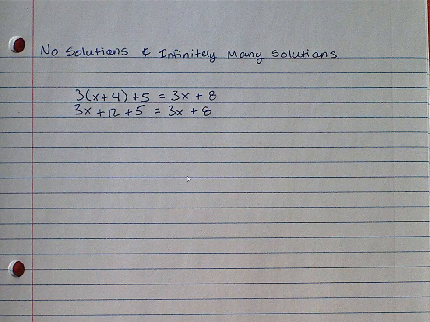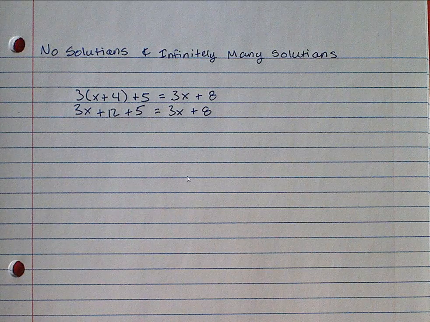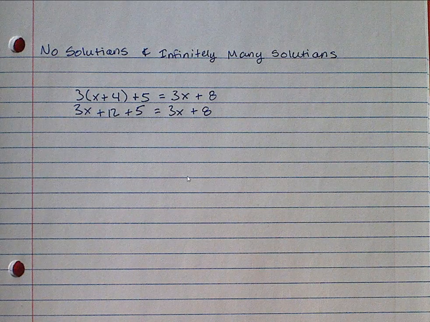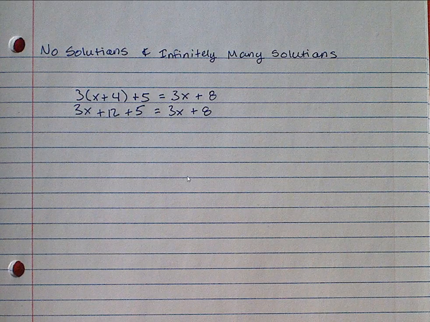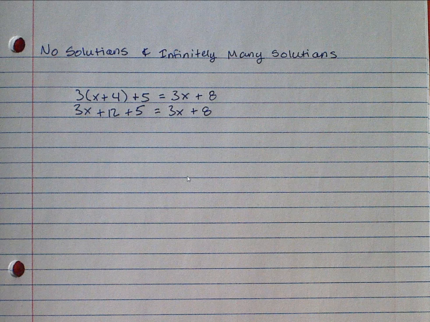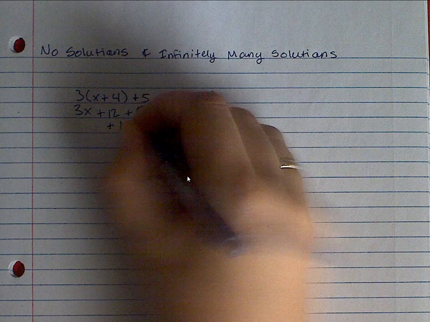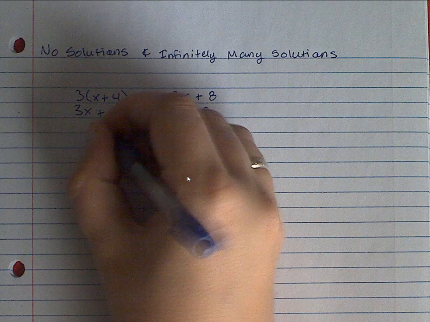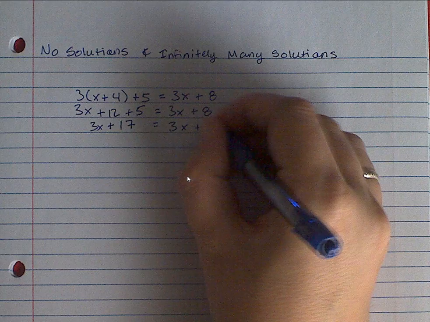Zach, do you remember what the next step was? Combine like terms. Perfect. On the left-hand side, are there any like terms I can combine? Yeah. Okay, so what are the like terms on the left-hand side, Zach? 12 and 5. If I combine plus 12 and plus 5, what do they make? Plus 17. All right, thank you, Zach. So that makes plus 17. Still got a 3x here. I've got equal to, and then I've got 3x, and then plus 8. Everything else just drops down because I didn't mess with it.